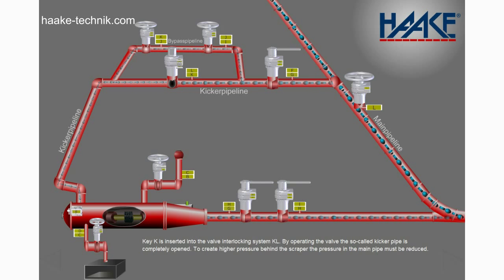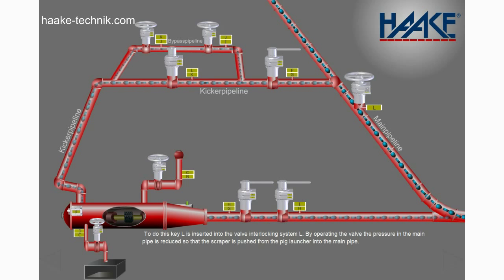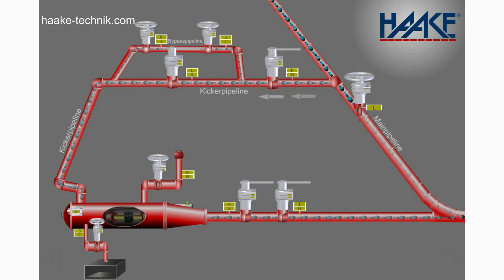By operating the valve, the so-called kicker pipe is completely opened. To create higher pressure behind the scraper, the pressure in the main pipe must be reduced. To do this, key L is inserted into the valve interlocking system L. By operating the valve, the pressure to the main pipe is reduced so that the scraper is pushed from the pig launcher into the main pipe.